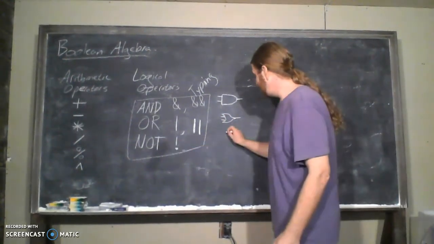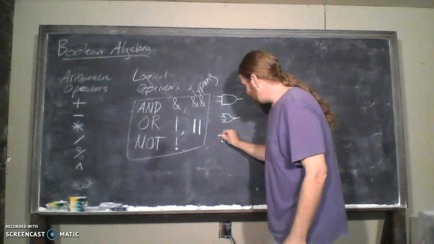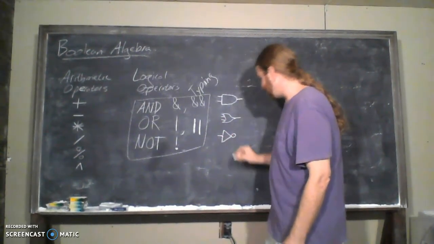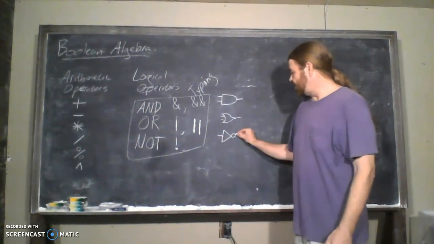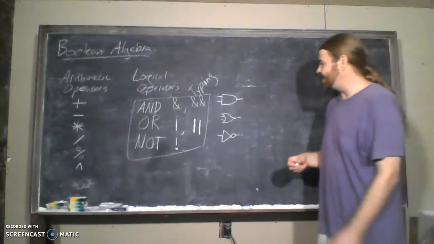And then NOT looks like we draw a triangle, but what it really is is this little dot here. This little dot at the end represents NOT. Oh, kind of a defective piece of chalk.